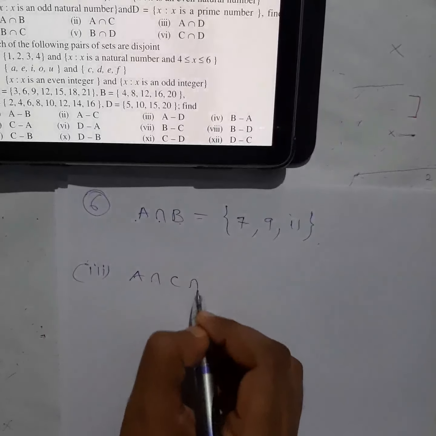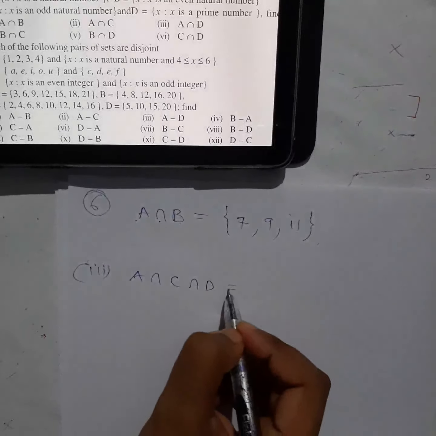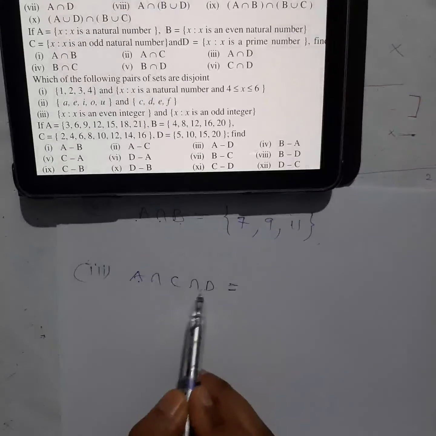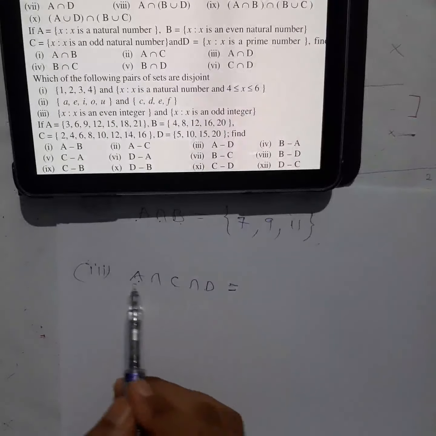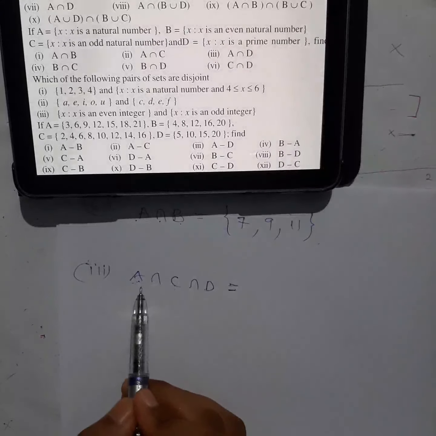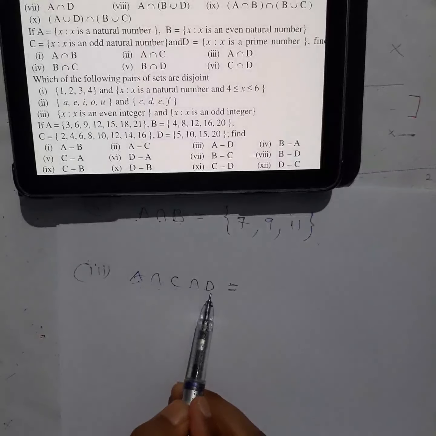A intersection C intersection D you have to find out. Now how will you find this one? You have to find the common element between A, C and D all. If you cannot do it at the same time, between these two you find out first what the common elements are. Then you compare with this.